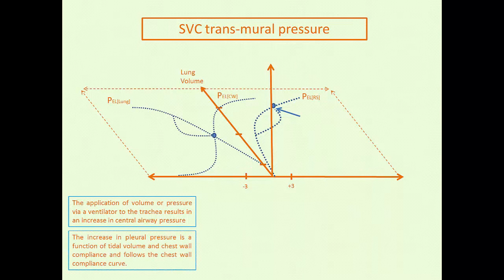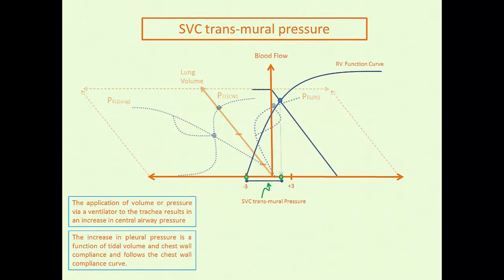The increase in pleural pressure is a function, as we talked about, of tidal volume and chest wall compliance, and follows the chest wall compliance curve. So if this patient receives the same mechanical breath, their airway pressure goes from there to there. This curve to the left here represents airway resistance. Intrathoracic pressure moves along the chest wall compliance curve, and pleural pressure increases to there.